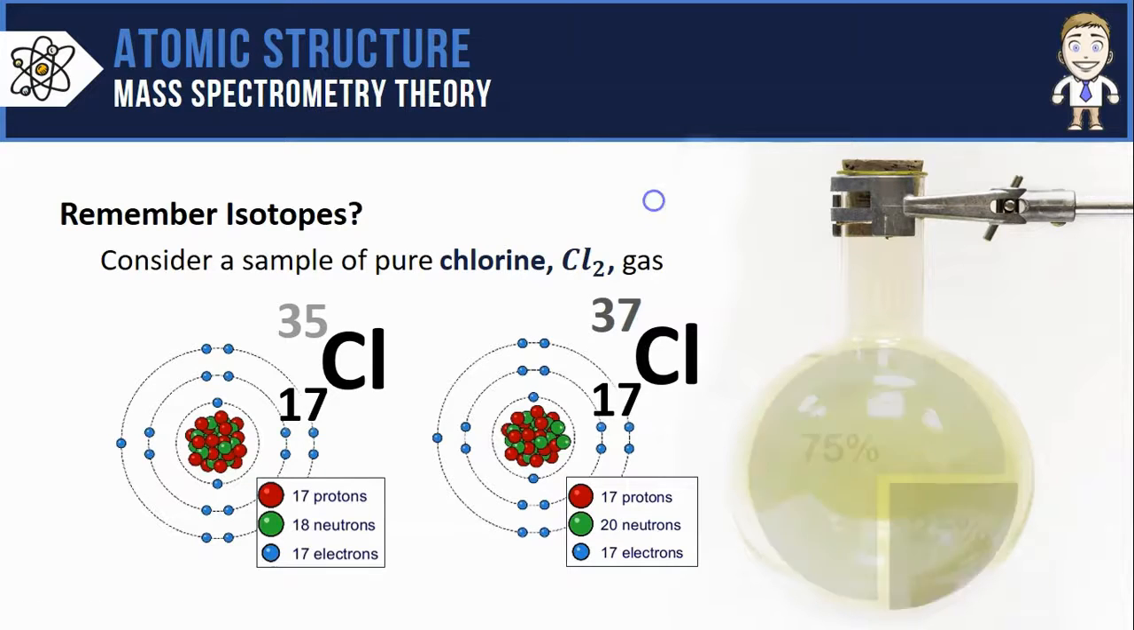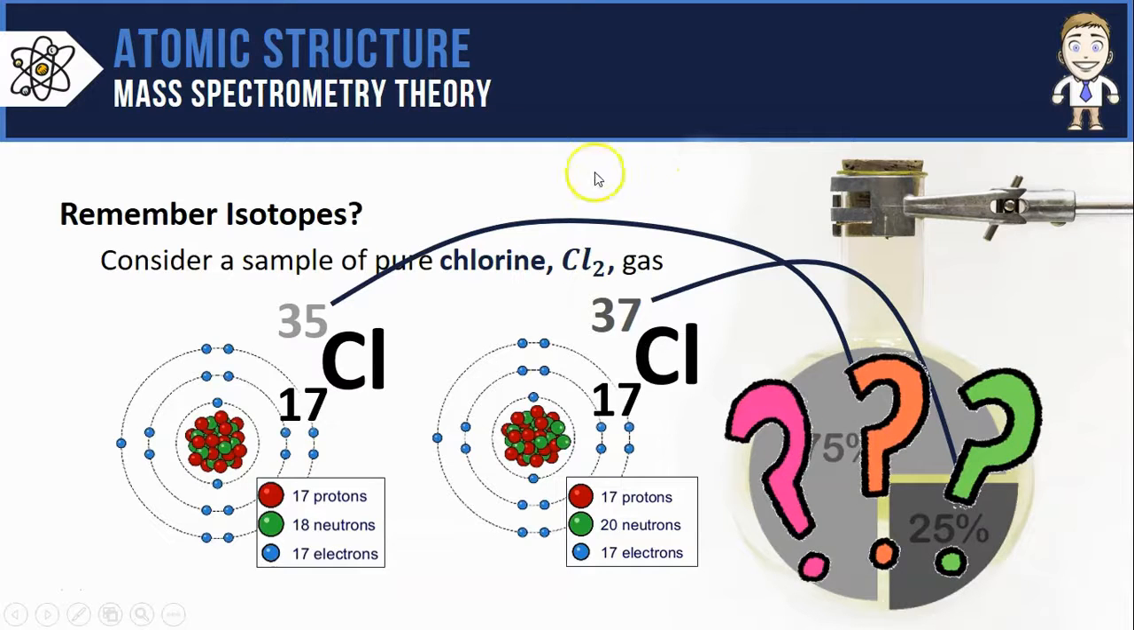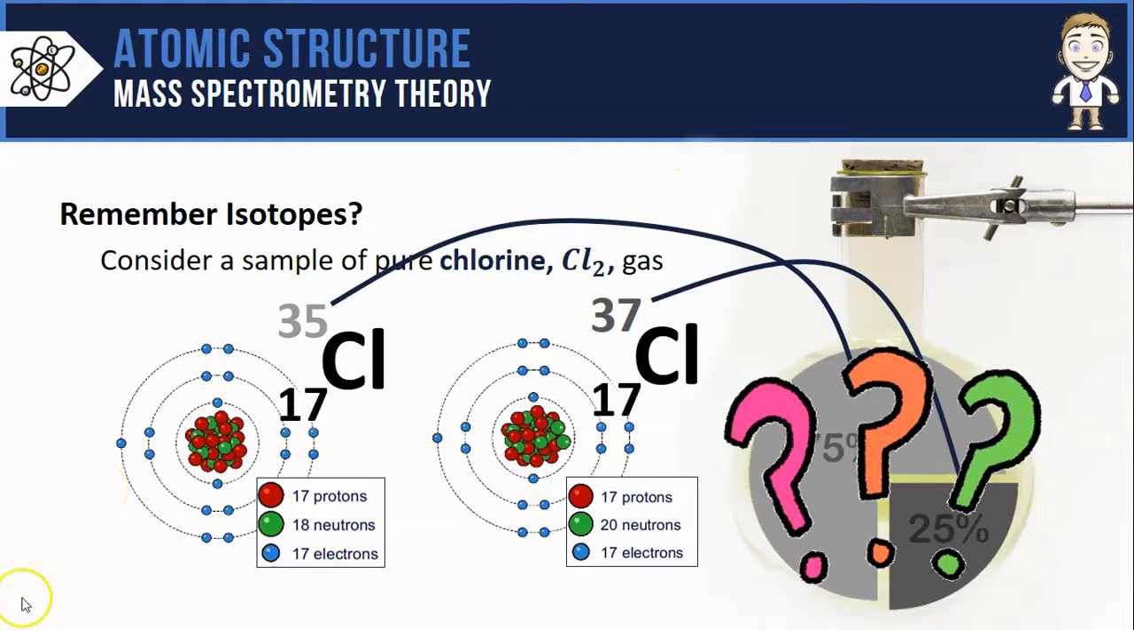Those are the two naturally occurring isotopes of chlorine. What we didn't say in that video is that you can also find out the exact percentages that each of these isotopes makes up in the sample. For example, chlorine 35 makes up 75% of those chlorine atoms, whereas chlorine 37 makes up the other 25%. In this video, we're going to find out how you might determine these percentages in real life.